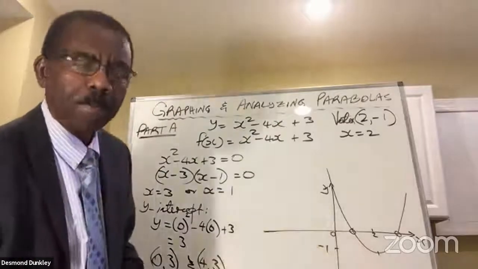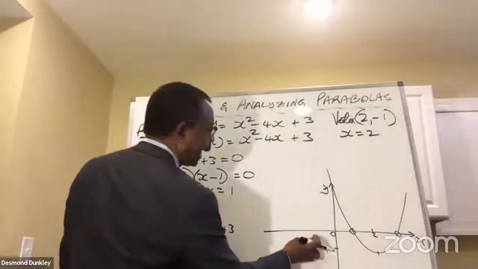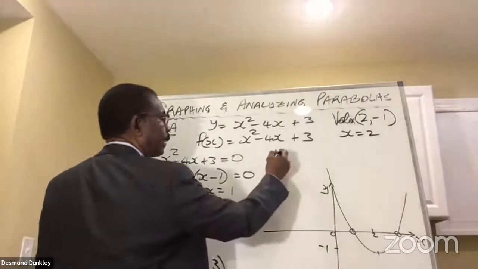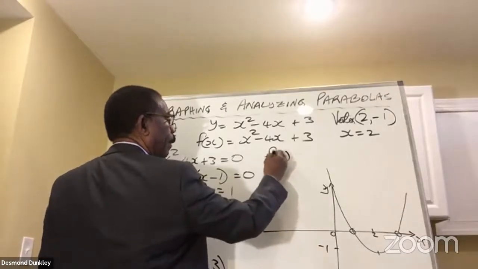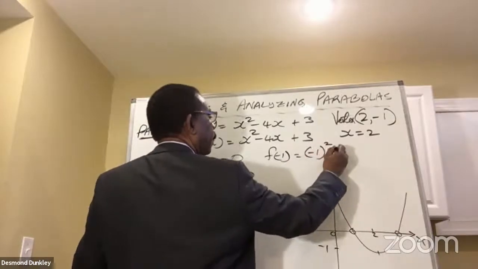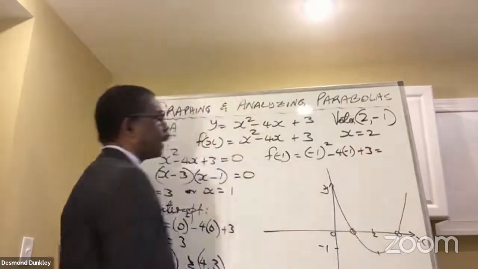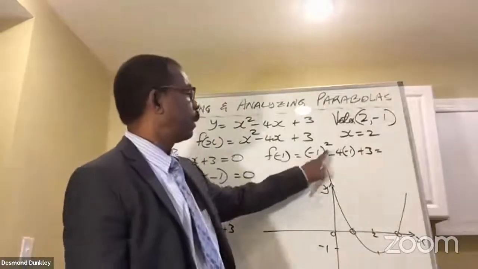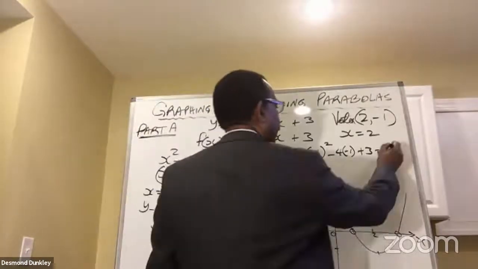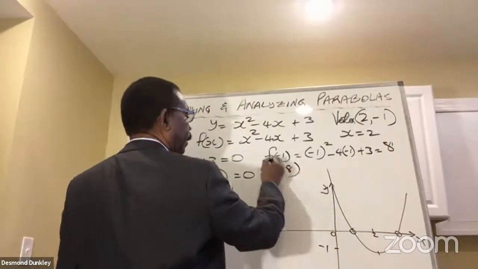So we could just choose one more point and then call it a day. If we chose when x is -1, what will be the value of y? Well, f of -1 is going to be equal to -1 squared minus 4 times -1 plus 3. What is that equal to? This is 1 plus 4 is 5 plus 3 is 8. So therefore we have this point -1, 8.